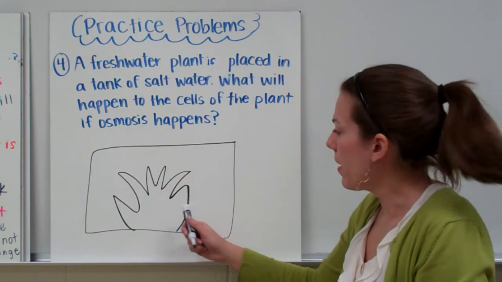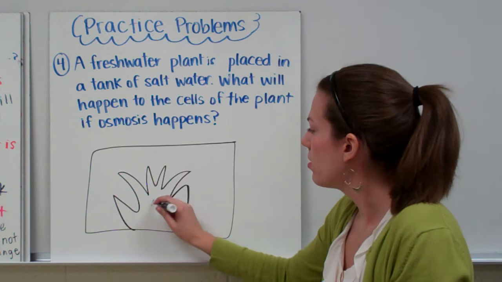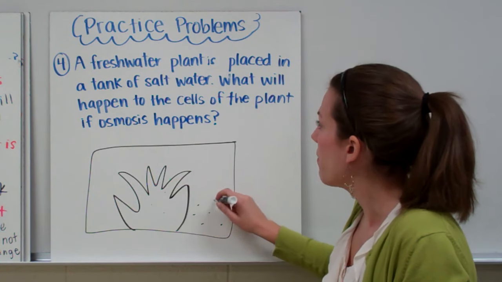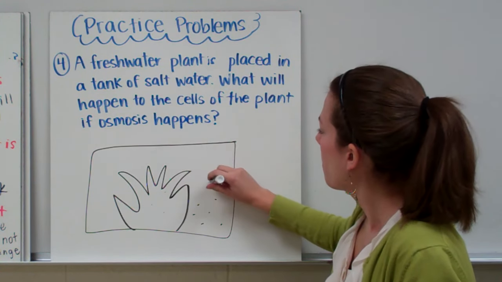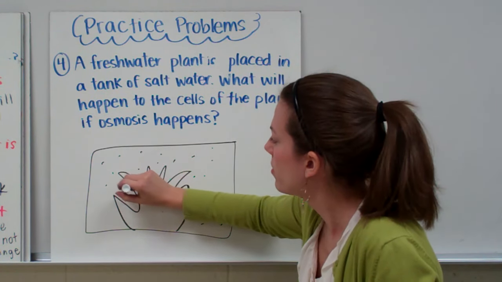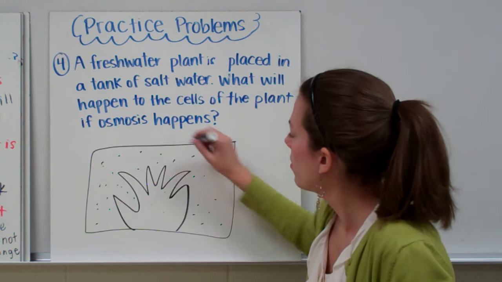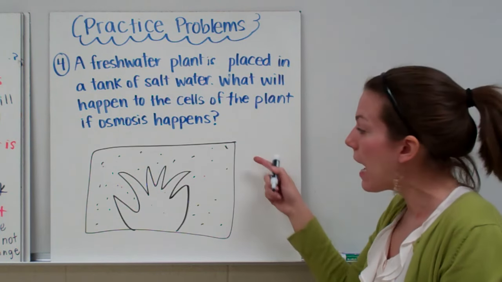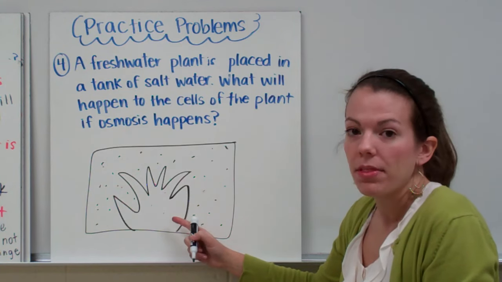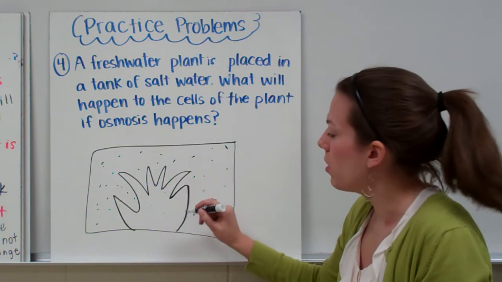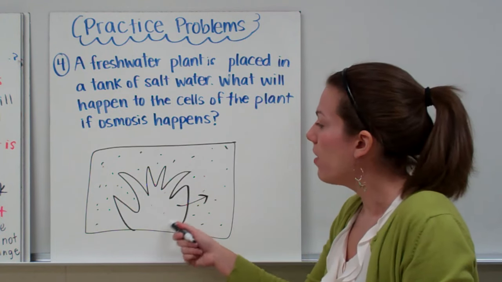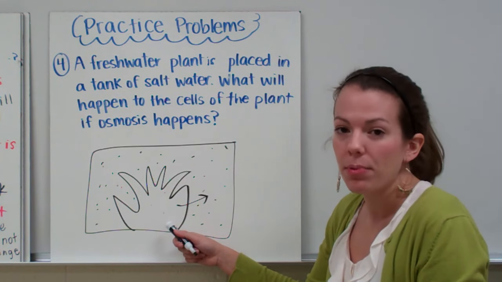Now, we would expect a freshwater plant to have less salt, maybe a few particles, but less salt than the surrounding environment. We said that the environment is a tank of salt water. So the tank has a lot of salt particles. Now, the tank is highly concentrated in salt, which means it has less water than does the plant. The extra water in the plant cells will leave and enter the surrounding environment. As a result, all of the cells of the plant will lose water and the plant will shrivel.